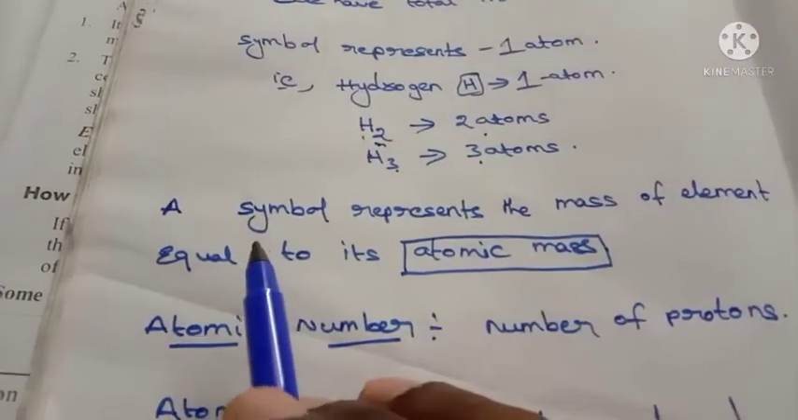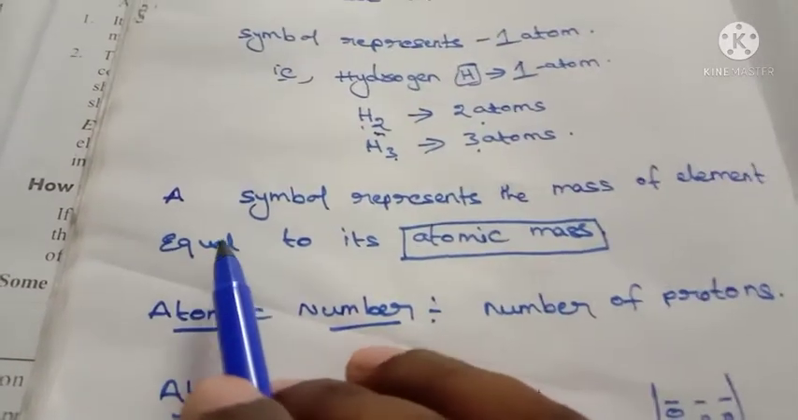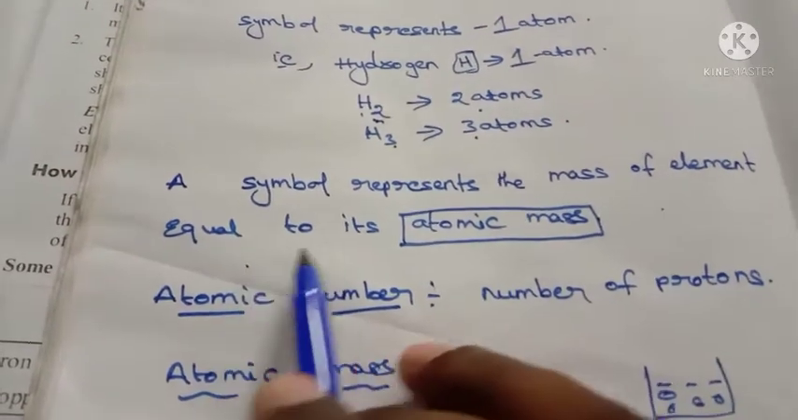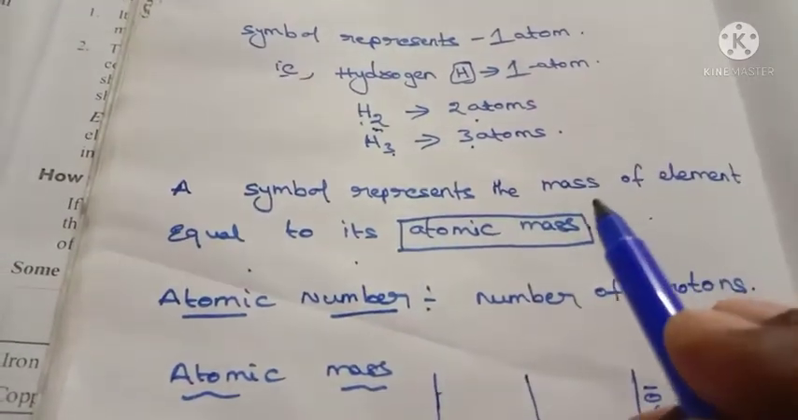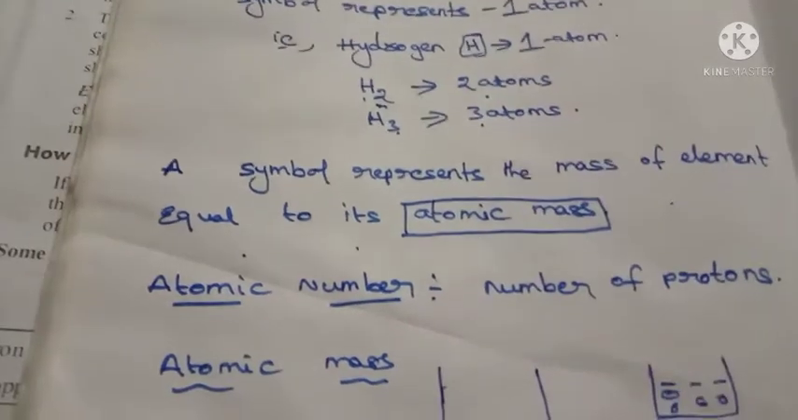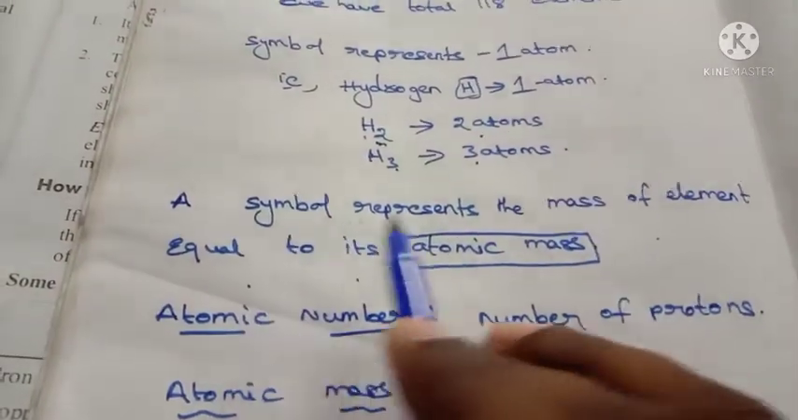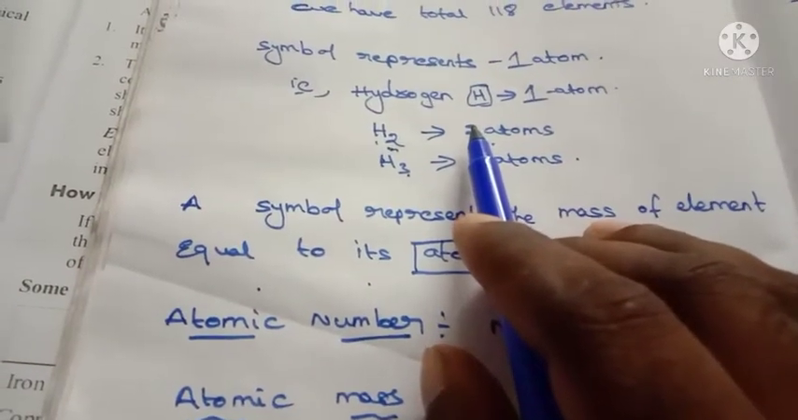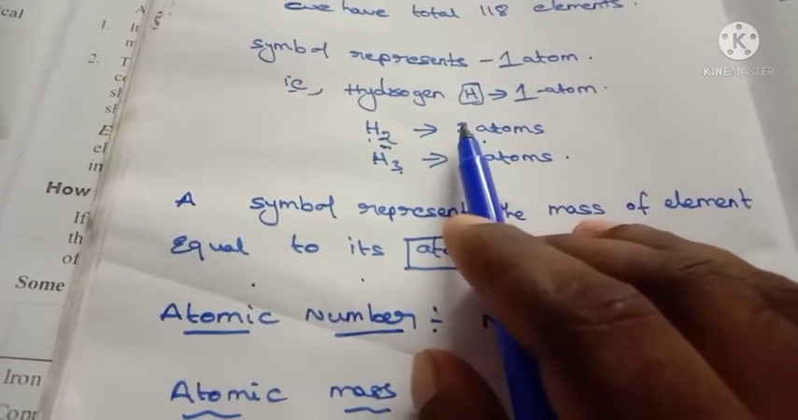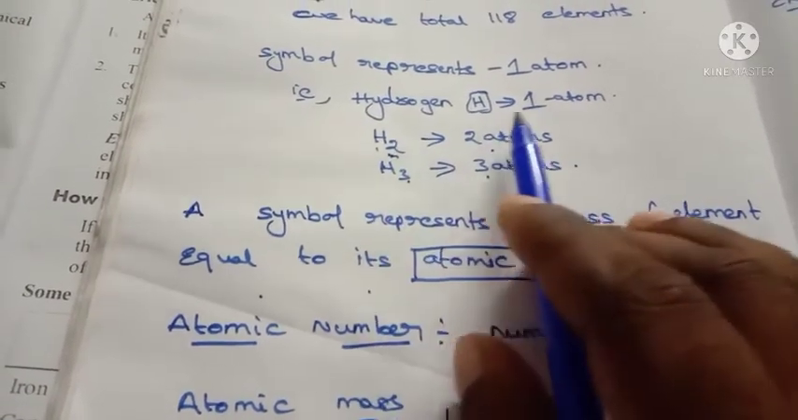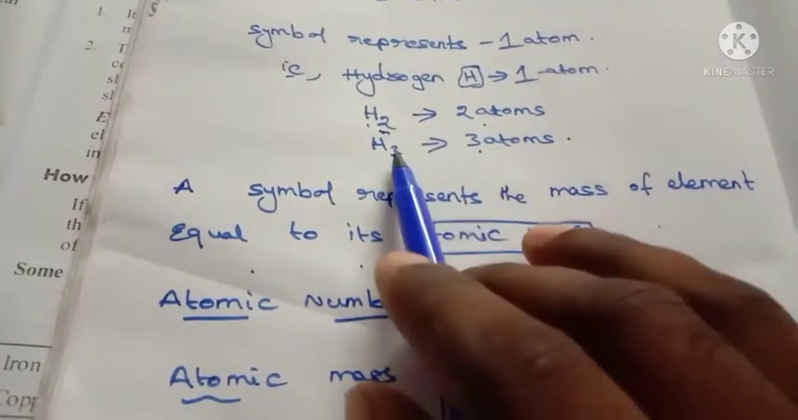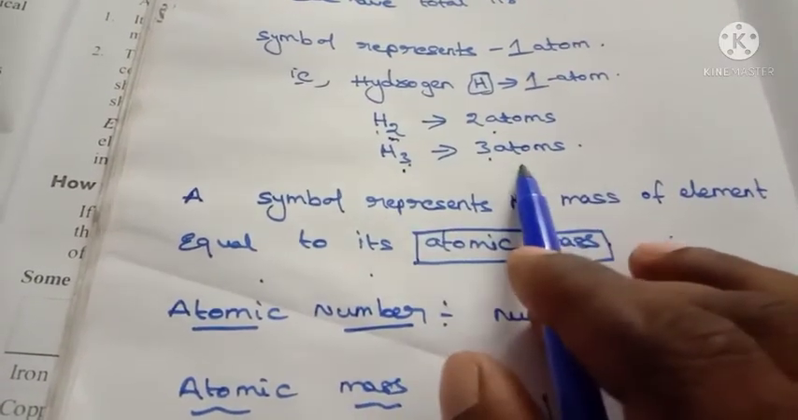Now see, my dear children, a symbol represents the mass of an element equal to its atomic mass. Once again, a symbol represents the number of atoms. If only one is there, it represents one atom. If two is there in the suffix, it represents two atoms. If three is there in the suffix, it represents three atoms.